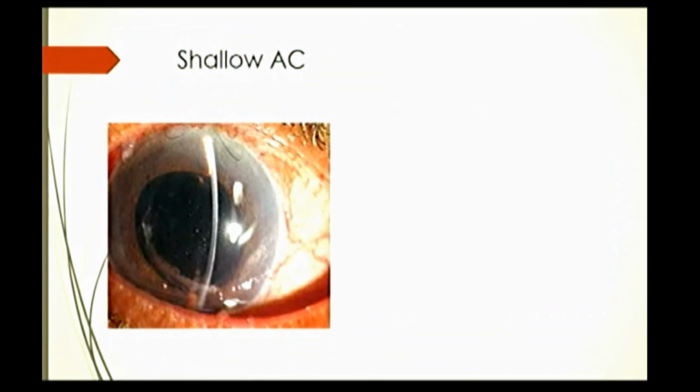Okay, post-op day 1. This looks like a very shallow AC. What about the IOP? IOP is high here. So we have to examine. There is pain. Yes. Fundus exam.